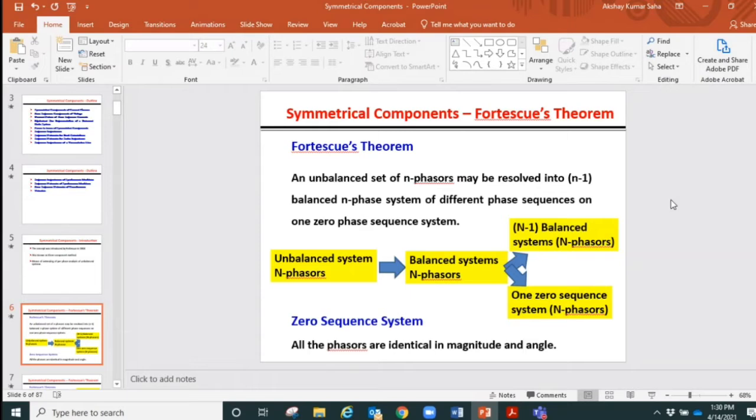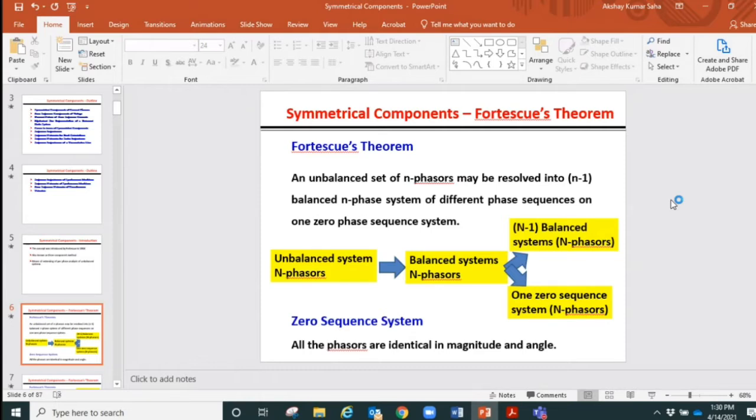So if we say phase sequence is ABC, meaning if I choose the positive maximum point, phase A will reach the positive maximum point first. After that, phase B will reach the positive maximum point. After that, phase C will reach the positive maximum point. So that's the phase sequence: which phase is following which phase.